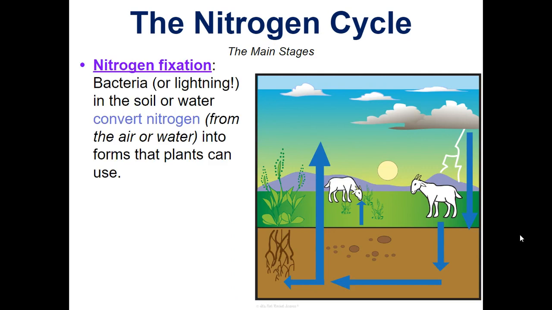Some of the main stages of nitrogen. So remember how I mentioned before, the majority of our atmosphere is made up of nitrogen, but it's in a form that plants and other living organisms can't use. So it has to be changed first. The first step in the nitrogen cycle is called nitrogen fixation. This is where bacteria found in the soil or in water convert nitrogen, that N2 elemental form, into a form that plants can use.